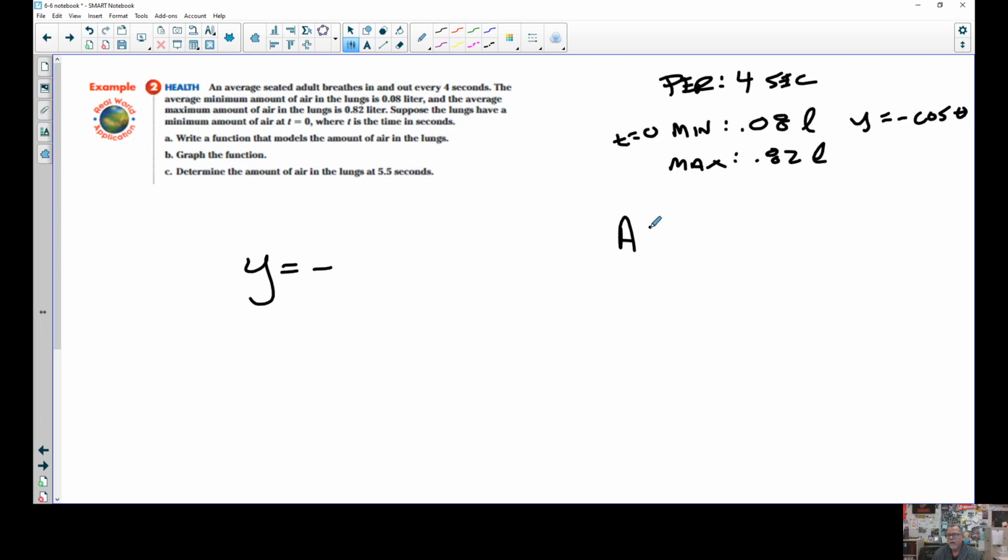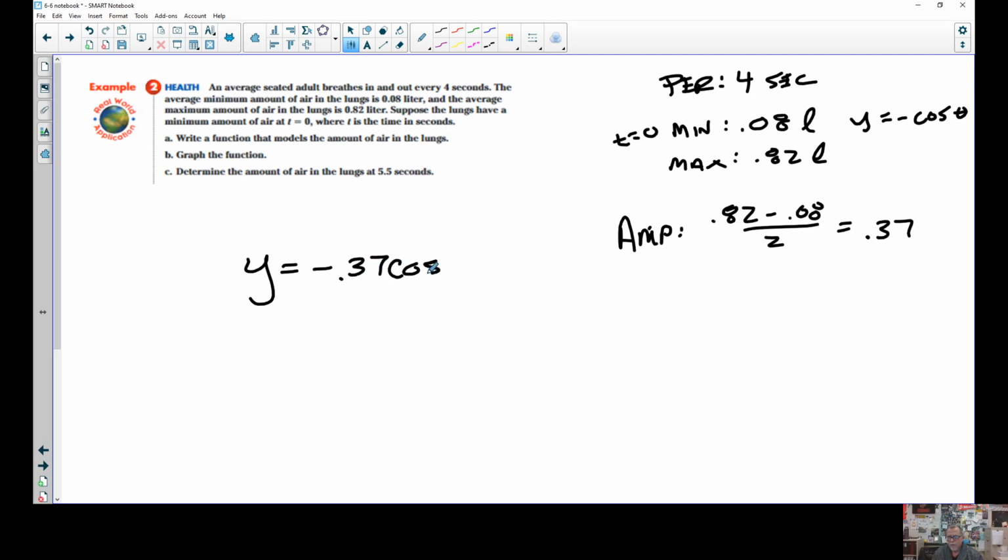Well, how do we find A? Our amplitude, I'll write it out. Amplitude is going to be what? It's going to be the maximum, 0.82, minus the minimum, 0.08, divided by 2. And what's that going to be? 0.74 divided by 2. I think that's going to be 0.37, but I'm going to double check this. 0.82 minus 0.08 is 0.74, divided by 2 is 0.37. All right, so now we say 0.37.